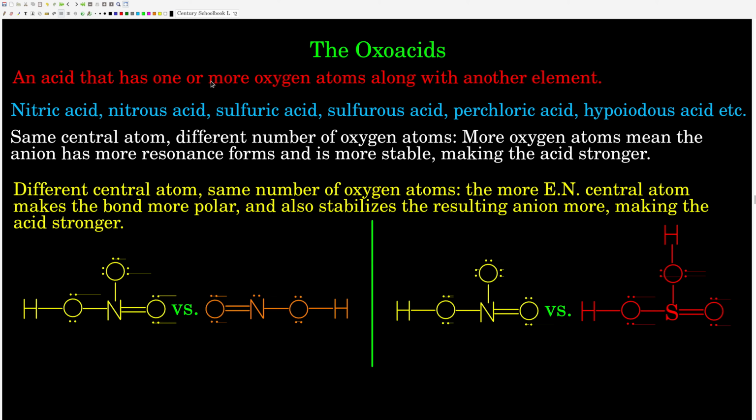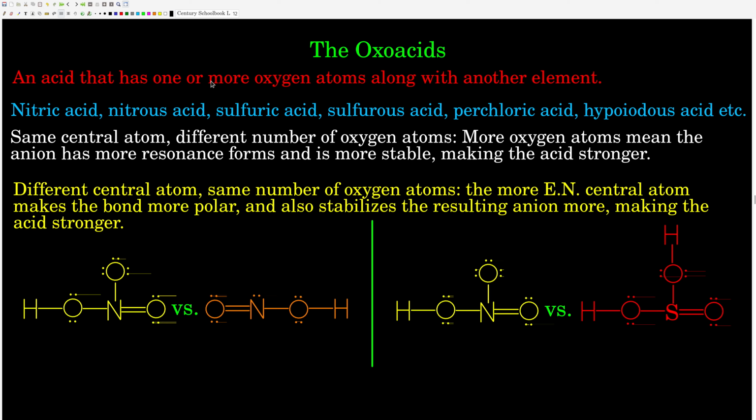Now let's look at oxoacids. What's an oxoacid? Well, it's all in the name, really. It's an acid that contains oxygen. Easy. Examples would be nitric acid, nitrous acid, sulfuric acid, sulfurous acid, perchloric, hypoiodous, a lot of them. You saw these, at the very least, back when we did nomenclature in Chem 101.